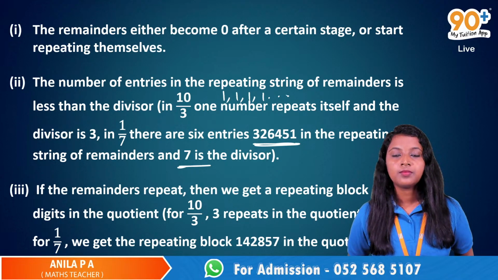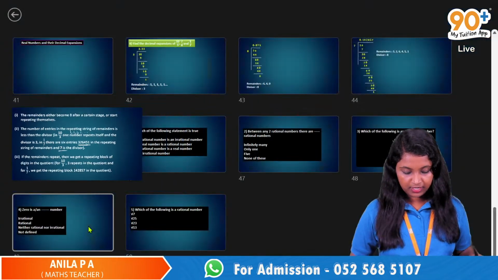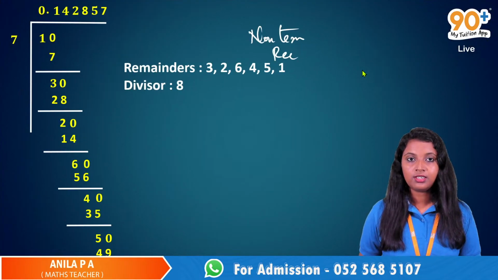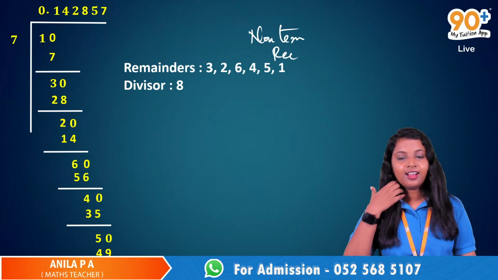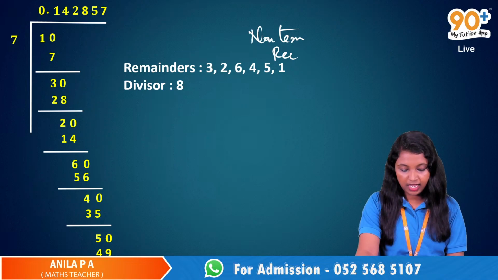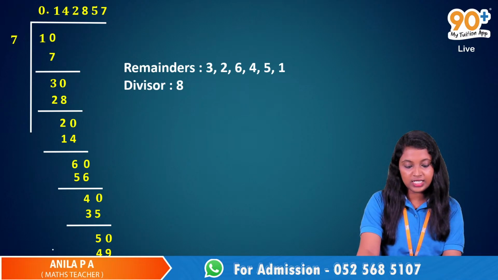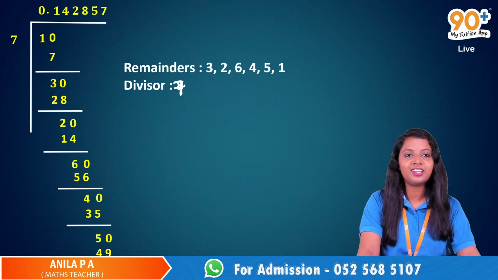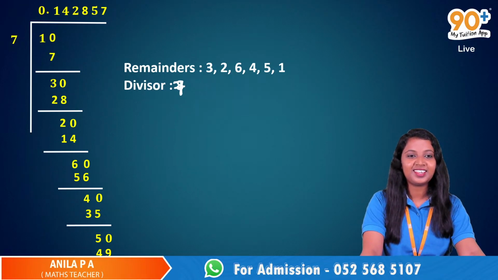So that 7 by 10, one second. 7 by, no, 1 by 7. Yeah, sorry, 7 by 1. In this, how is the divisor 8? Divisor is, okay, divisor is 7, sorry. That was a typing mistake. Divisor is 7, yeah. Okay.